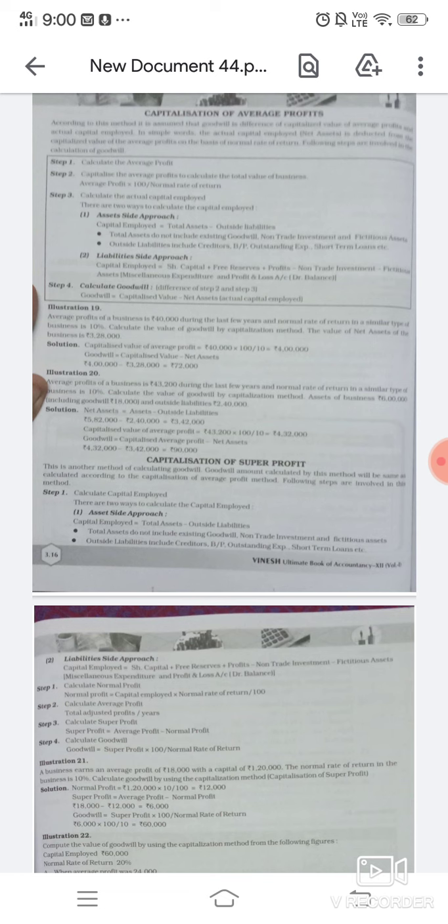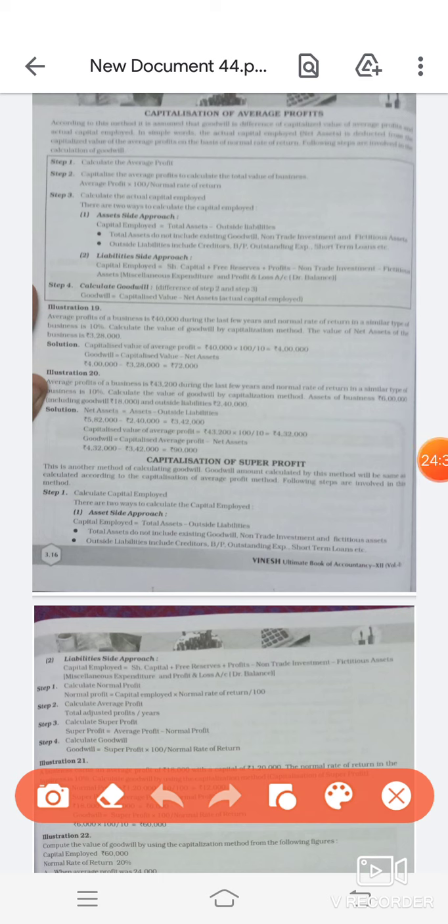Okay. Next, see how to calculate the amount of goodwill. There are two methods in the capitalization method. That is capitalization of average profit, and the next one is capitalization of super profit. The same formula we used in super profit, we are going to use in this capitalization of super profit also. There are no changes at all. Okay, so next one is capitalization of super profit.